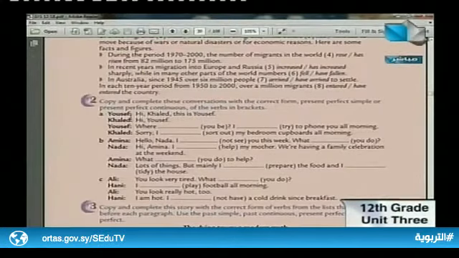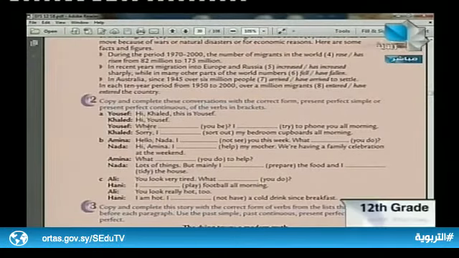Let's do exercise, the first dialogue. Let's take a conversation between Yusuf and Khalid. Hi Khalid, this is Yusuf. Hi, Yusuf. Where you be here? What can I say?